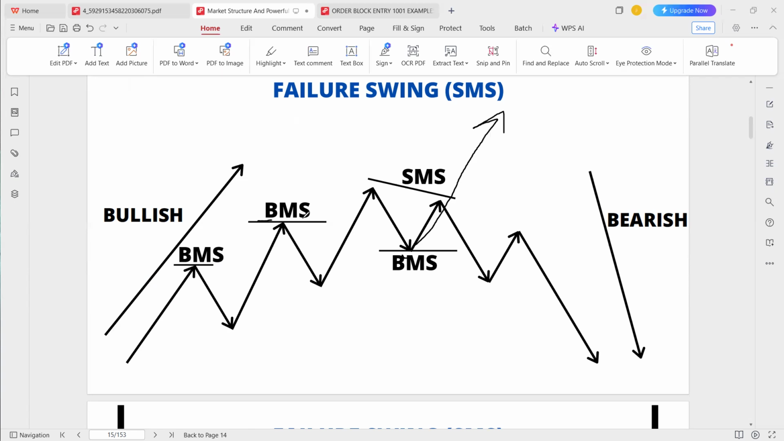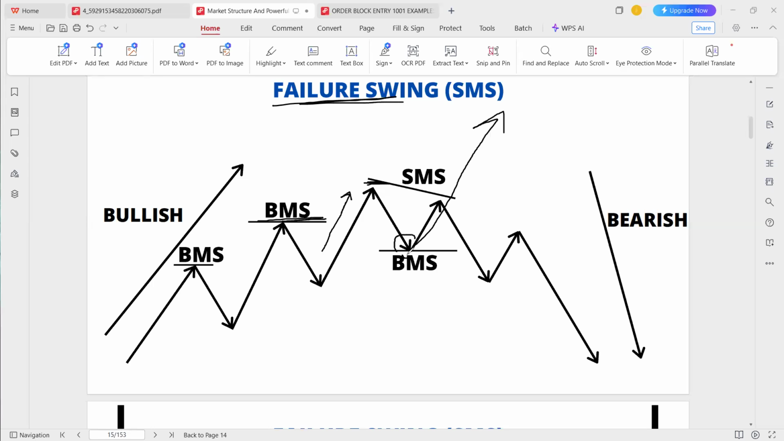Remember, we've got a broken structure here and our price is pushing up. So we are bullish until this zone is broken. That's one thing you should understand. We are bullish until that zone gets broken, or until we get a failure swing. That's what you should understand.